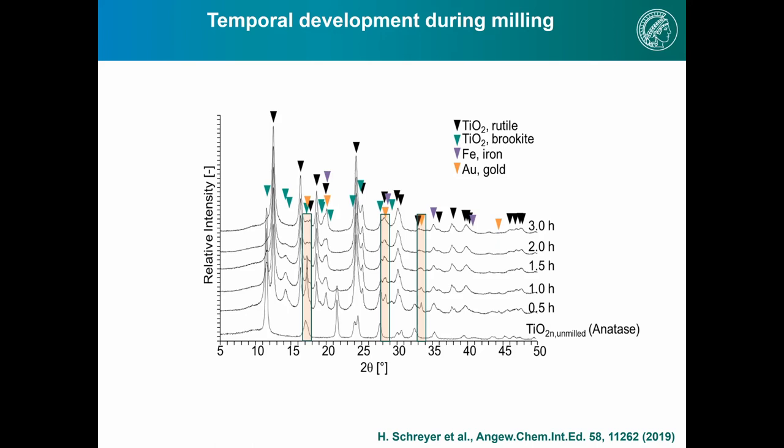And by optimizing the milling, it is even possible to make an intermediate phase here. The intermediate phase has a reasonably high fraction. So it's also useful for the synthesis of specific phases.